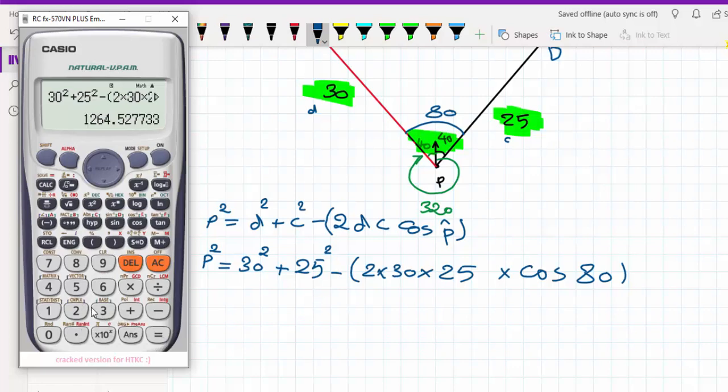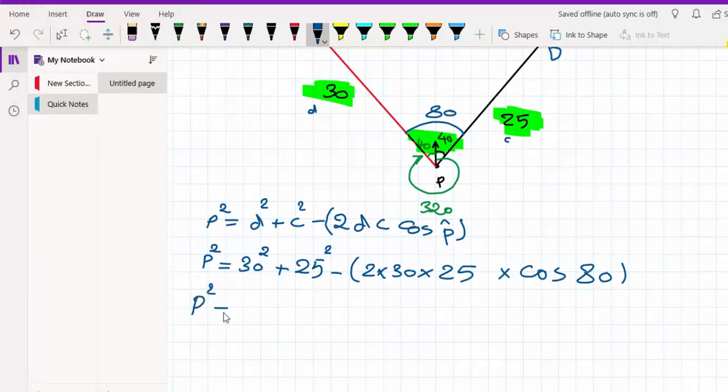Now it's equal to 1264.5. Then P squared is equal to 1264.5. This is P squared, but what we need is P, not P squared. Then we need to take the square root to get P. The square root cancels this power 2 here. What's remaining here is only P.